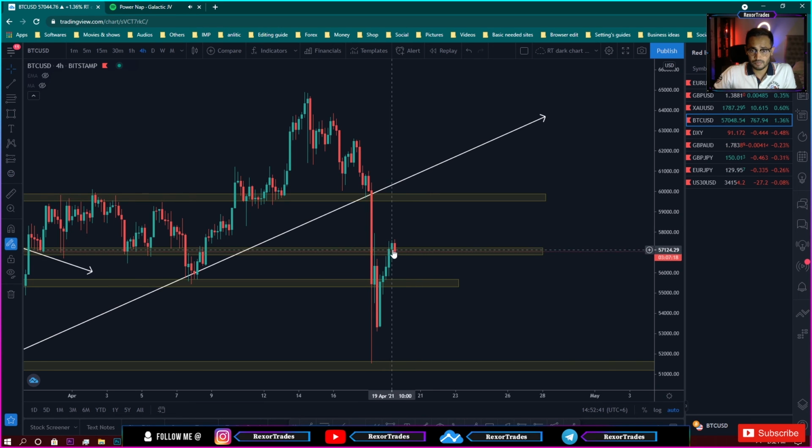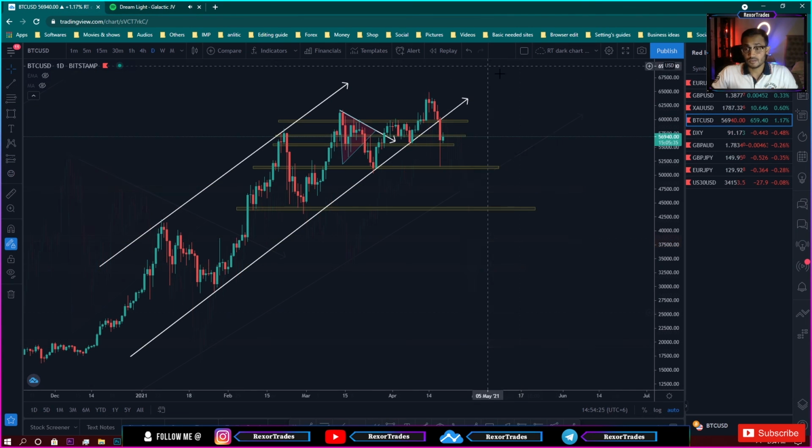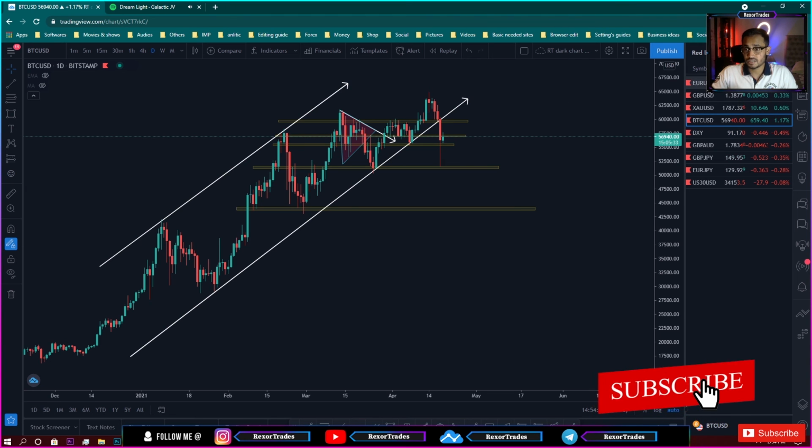If it does break and close above this zone, then you can probably take an entry and set your TP around this zone. And if Bitcoin doesn't break out of this zone and continues moving downward, breaking this low right here, then probably Bitcoin is heading for a downtrend movement. So that's my weekly market analysis for these 4 pairs that you see right here.